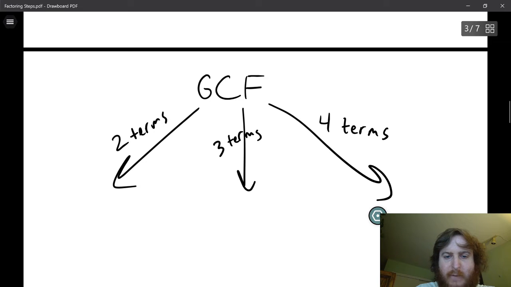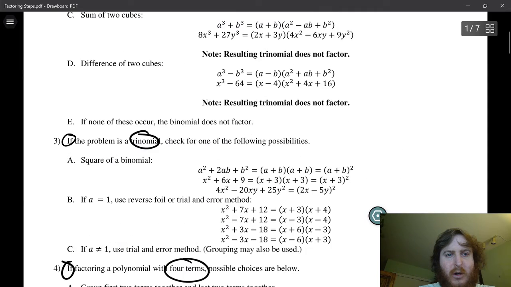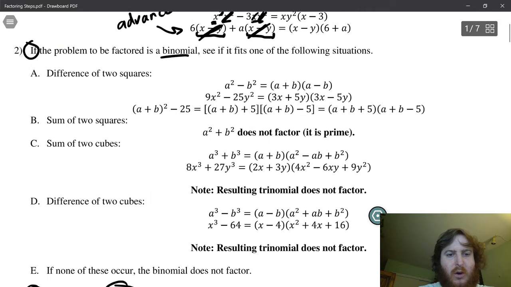So after we've first factored out any common terms, now let's look for how many terms are left. If there are two terms, generally the only way we can factor it is if it's a difference of squares, or a sum or a difference of cubes. Okay. So the difference of squares is when you have two terms that both have a square root.